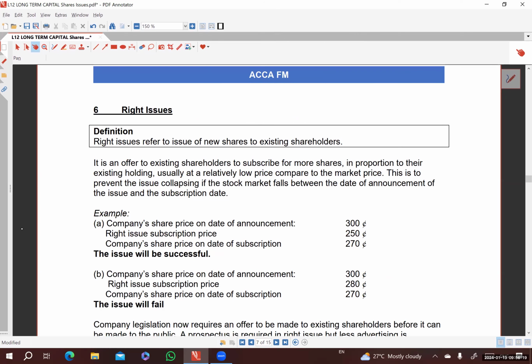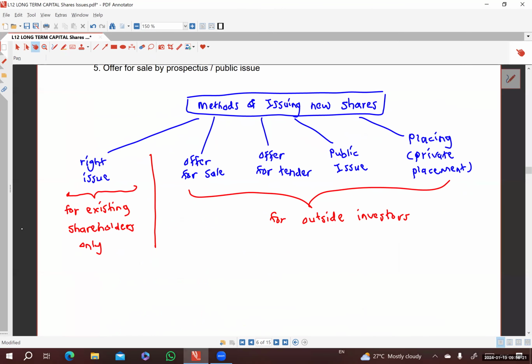Of all these methods of issue, right issue is one of the most important in real life and also in the exam. In the exam, you need to know right issues in detail. The rest, just basic. Just be aware what they are, that's all. So for these four methods, just be aware what they are. There are notes in the later part of the handout. I will briefly run through that with you. We will focus on right issue for most of the time in this video.